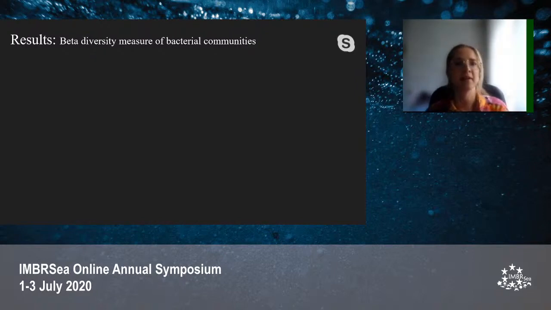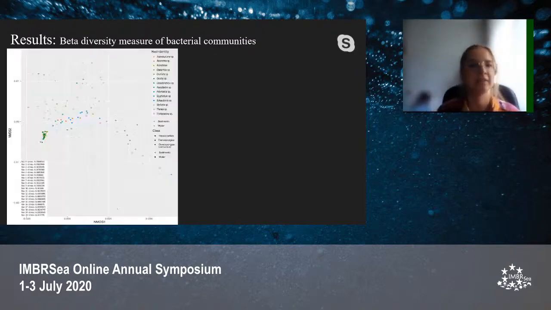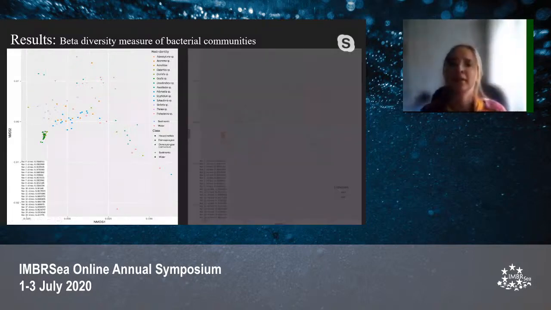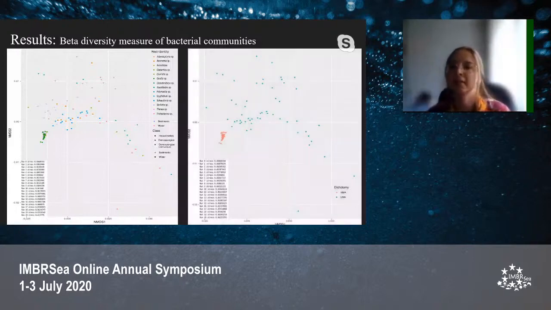The next slide is the beta diversity measure of bacterial communities. Here we have the NMDS graph for the host identity. We see two clusters, where the samples in one cluster group really tightly and the other cluster is more spread out and distant. And the other NMDS graph is for the microbial abundance dichotomy.